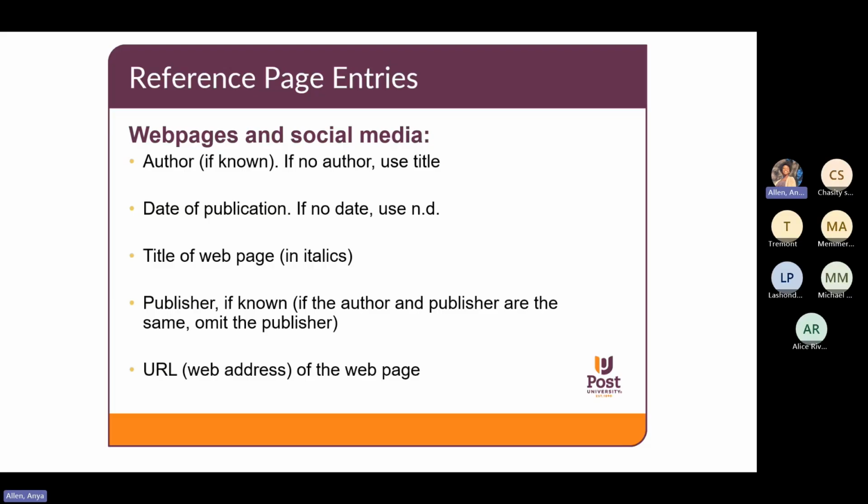Maybe I need to clarify that because it sounded a little unclear to me. So if the publisher and the author are the same, you don't want to include the publisher at all. So when you first include the author's name, that's enough. You don't have to include the publisher if it's the same as the author. I hope that makes sense. And if it doesn't, feel free to ask any questions. And the URL or the web address of the page, that should be included as well.